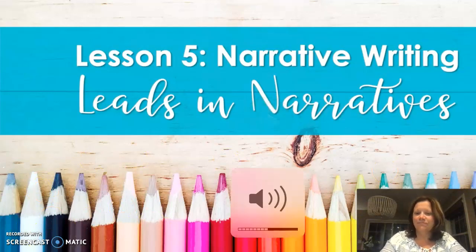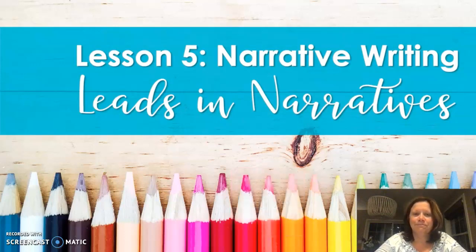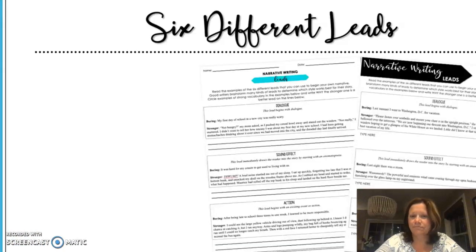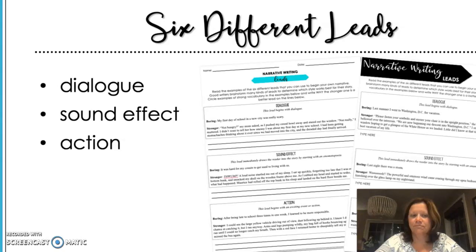In Lesson 5 for narrative writing, we will be talking specifically about leads in narratives. So now that you've selected your narrative topic, you've created a story arc for it, you've determined the point of view from which you will tell your story, it's now time to think about how you are going to begin the exposition of your narrative. And when writing a narrative, it's really critical to grab your reader's attention from the start and get them just hooked into your topic. So in this lesson, we are going to review the 6 different types of leads that you can use to begin your narrative. So we have dialogue, sound effect, action, snapshot, question, and flashback.